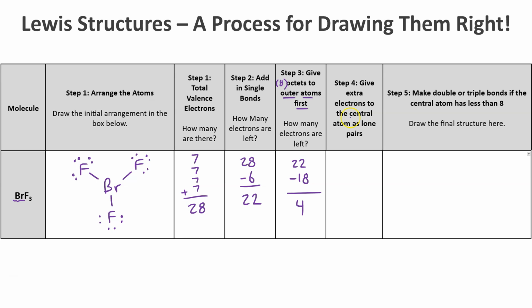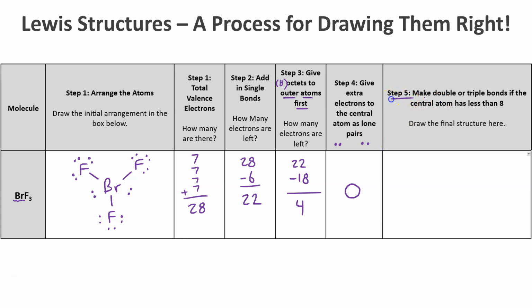Step 4 tells me to give any extra electrons to the central atom as lone pairs. Lone pairs look like this. Since I have 4 total electrons, that's going to have to be 2 different lone pairs. It doesn't really matter where you put those 2 lone pairs as long as there is space, so let's put them right down here. I've now used all of my original valence electrons. There are none left, which is good. You have to use all of them that you started with, and we did.